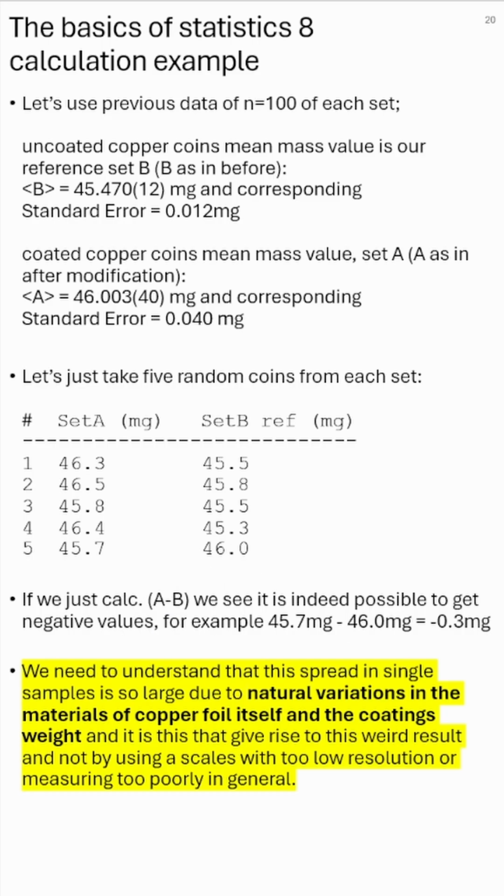And this is the thing that I tried to explain to you, that you must understand that this spread in single sample comparisons is so large. Due to natural variation in the materials of the copper foil and the coating weight, this gives rise to these weird results of negative values and so on. It is not caused by using scales with too low resolution or by doing the measurement in a poor way and so on.